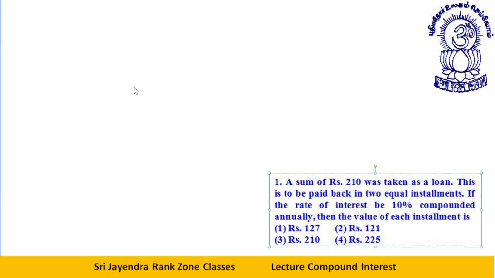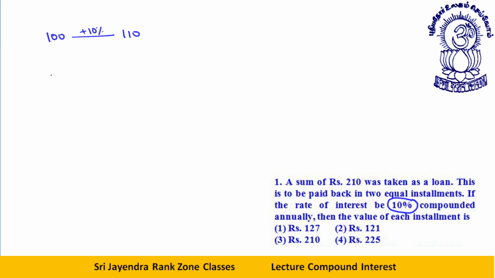See, students, I will just focus on the shortcut for installment questions. What happens is 2100 is taken as loan, and this is to be paid back in two installments at 10%. See, students, what happens when we have 100 rupees plus 10% in 1 year? It will become 110. What is this ratio? Amount by principal. 110 by 100, that is 11 by 10. 11 by 10, this is the ratio.